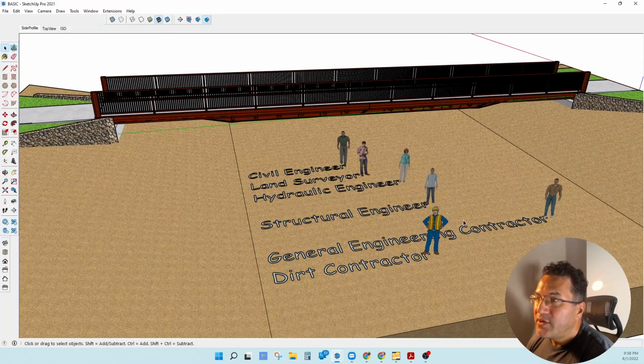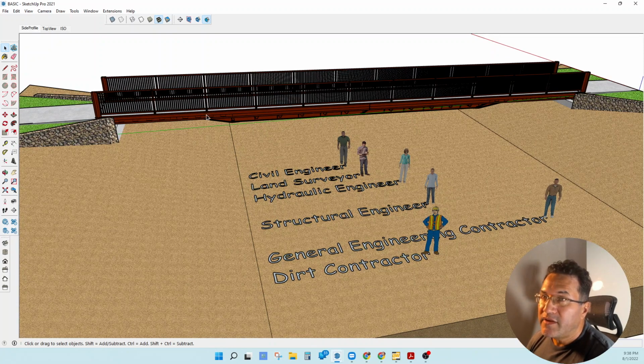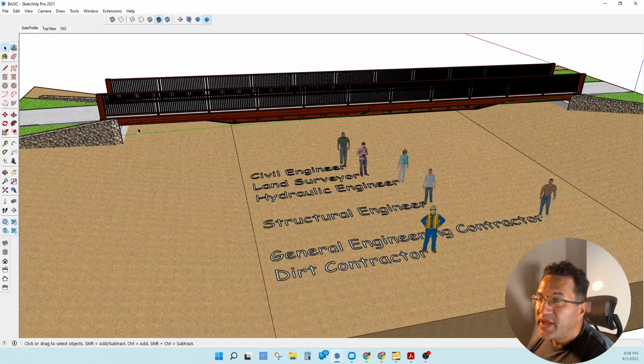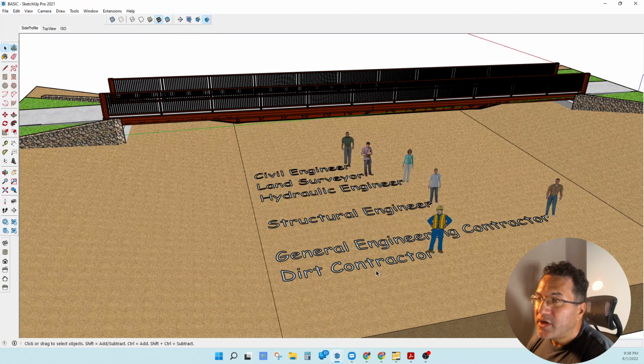And typically, when we go out to build a bridge, we'll build the bridge itself and do all that, the metal part of it. But when it comes to the actual placing of the bridge or digging out the foundations, that's when the dirt contractor comes into play. Dirt contractors are the ones who are actually going to excavate down.